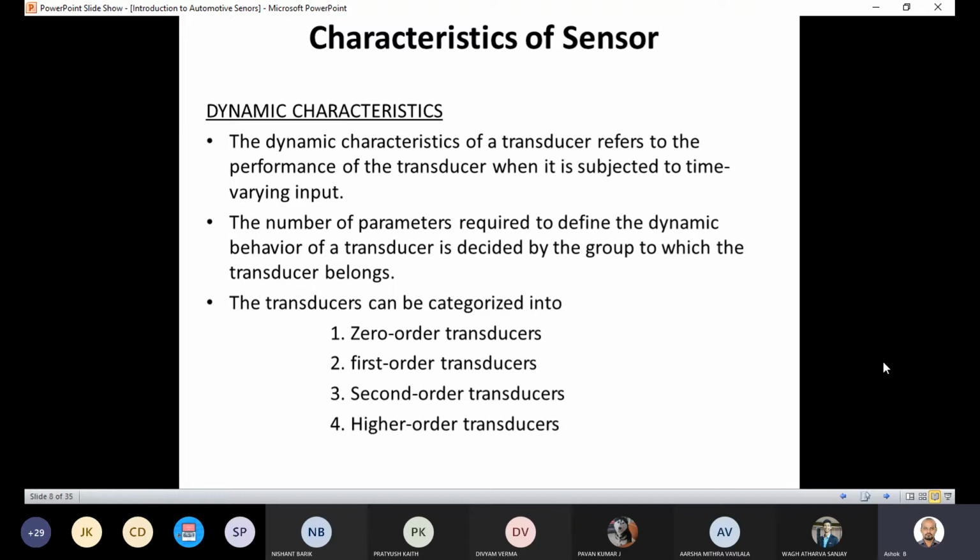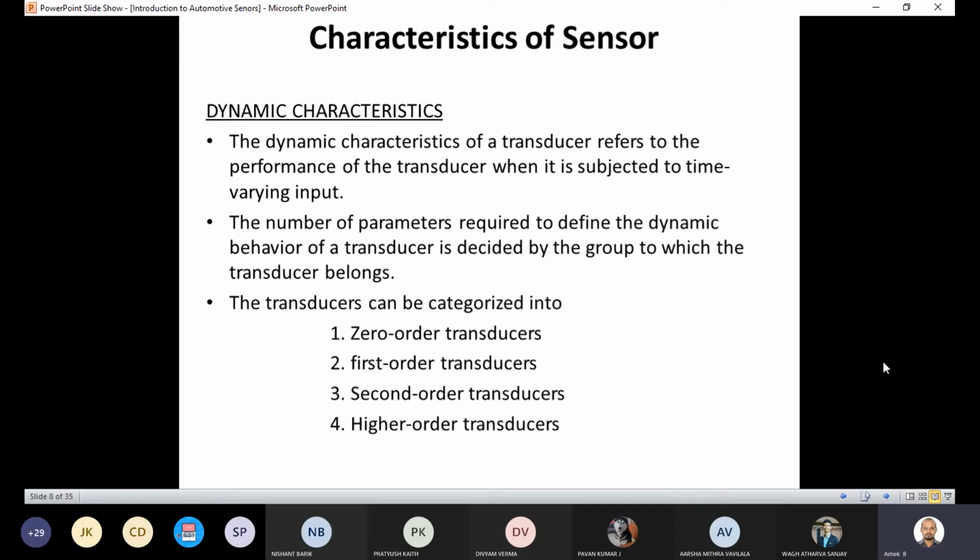If the same type of temperature measurement is used for cabin measurement inside the vehicle and for the car engine, in that case the static characteristics will be different. So depending upon the place where the sensor is used or applied, the static characteristics of those sensors will vary.